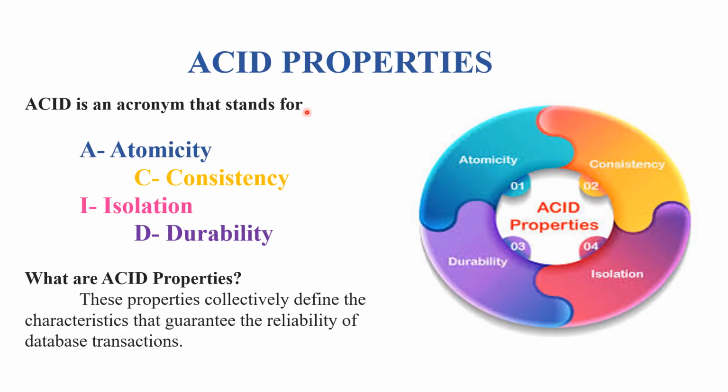So, what is the meaning of ACID properties? As we can see, ACID is an acronym that stands for atomicity, consistency, isolation, and durability. So, what are these properties? These properties collectively define the characteristics that guarantee the reliability of a database transaction.